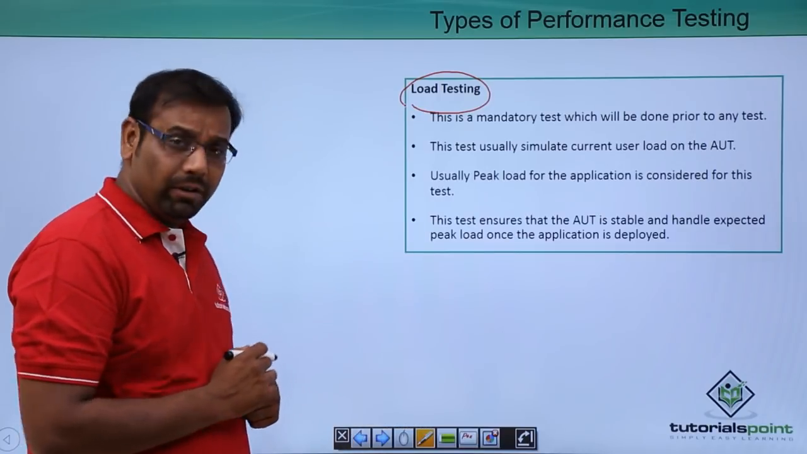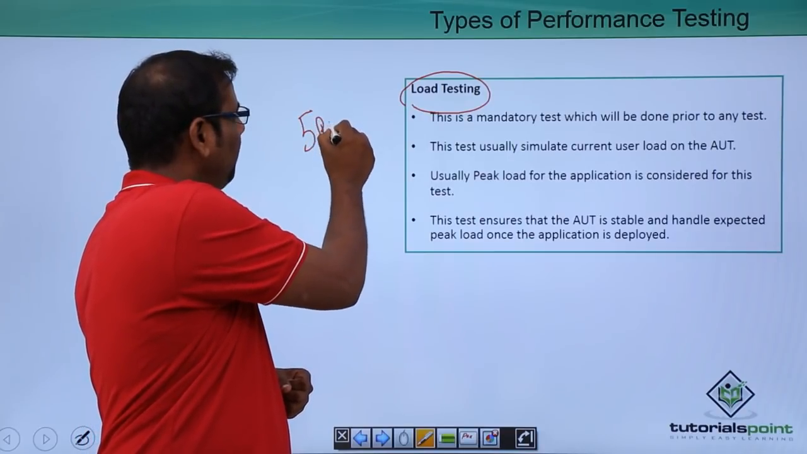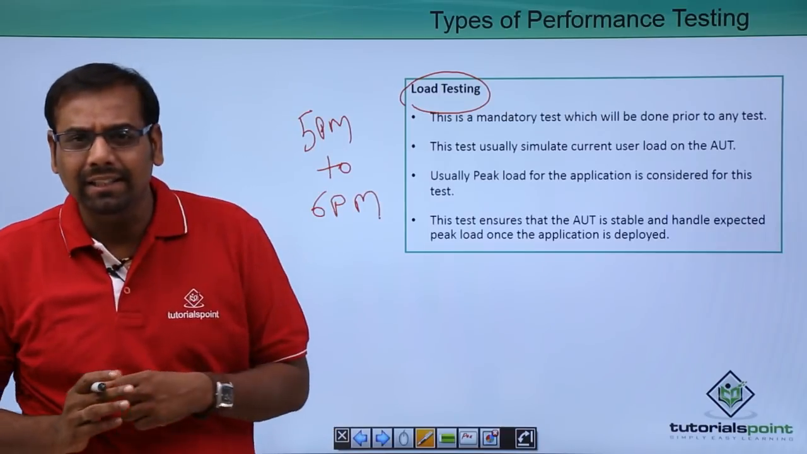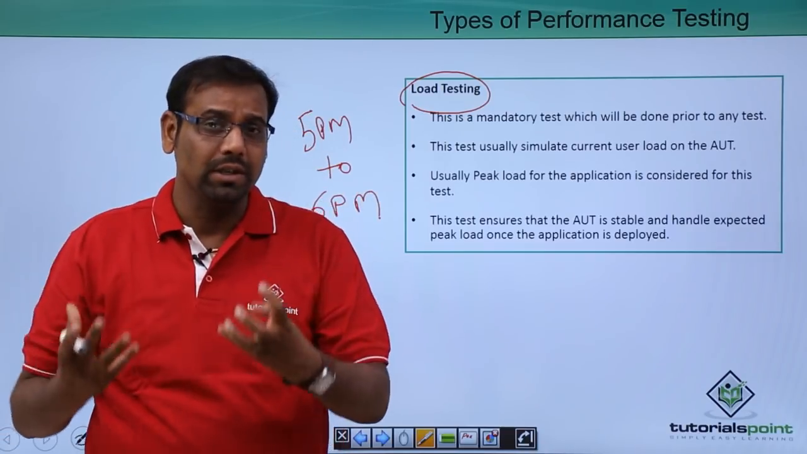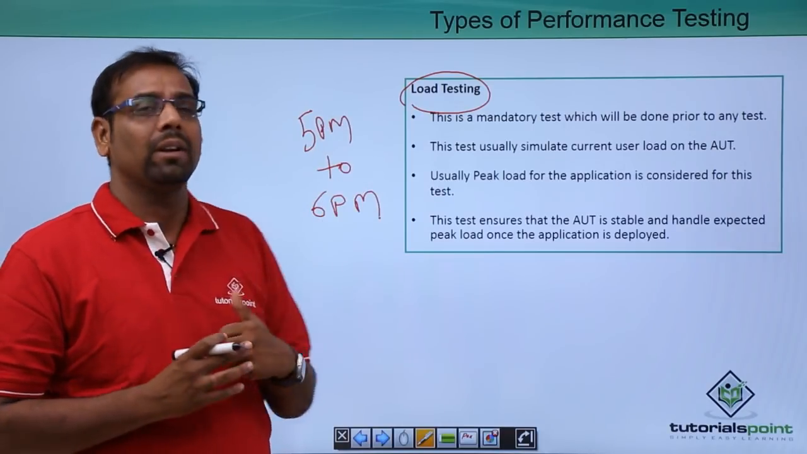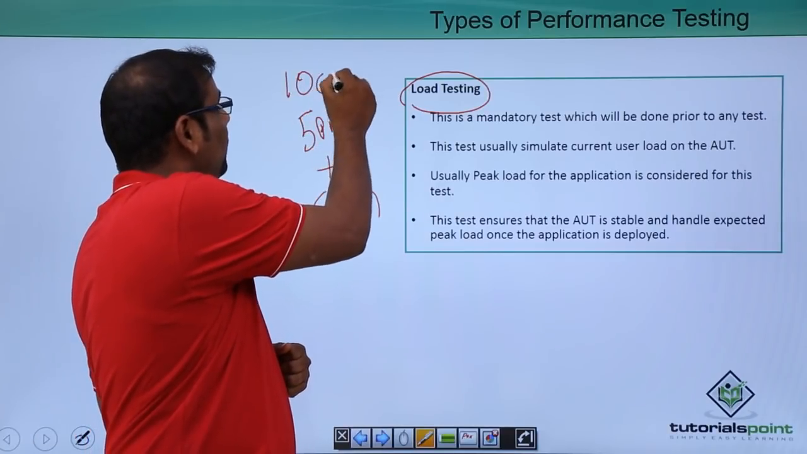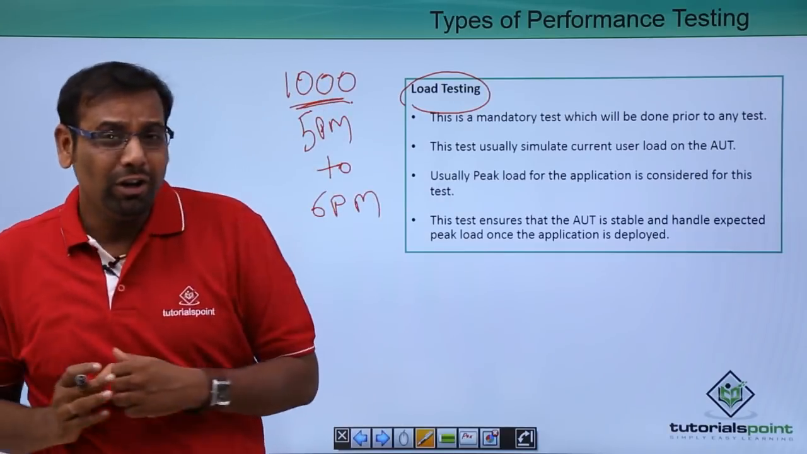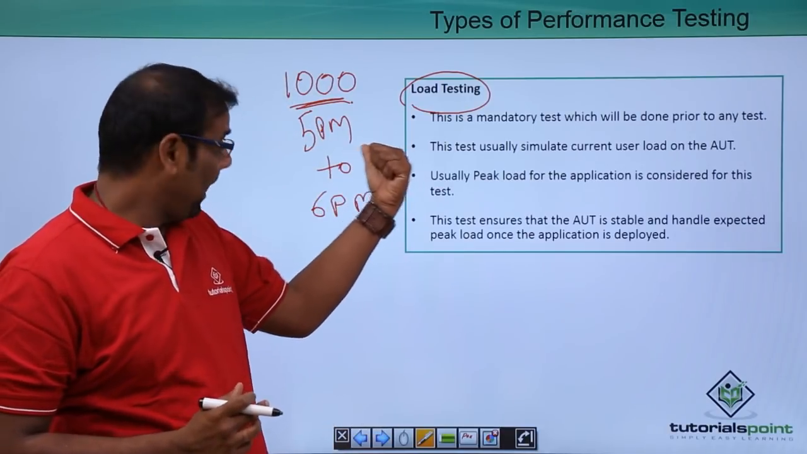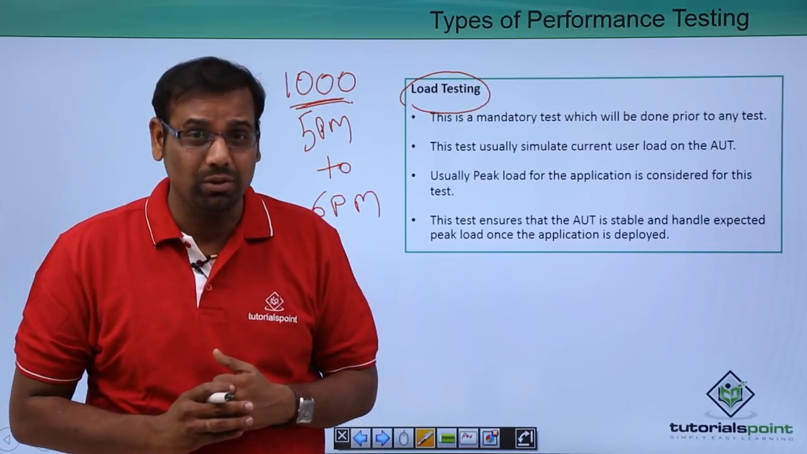And the peak hour for Amazon.in, let's say, is around 5 p.m. to 6 p.m. The peak hour, as in the more number of users are coming to this application around this hour, which is 5 p.m. to 6 p.m. Let's assume there are 1,000 concurrent users. I have already told you what concurrent users are. Let's say during this peak hour from 5 to 6 p.m. the number of concurrent users is, let's say, 1,000.